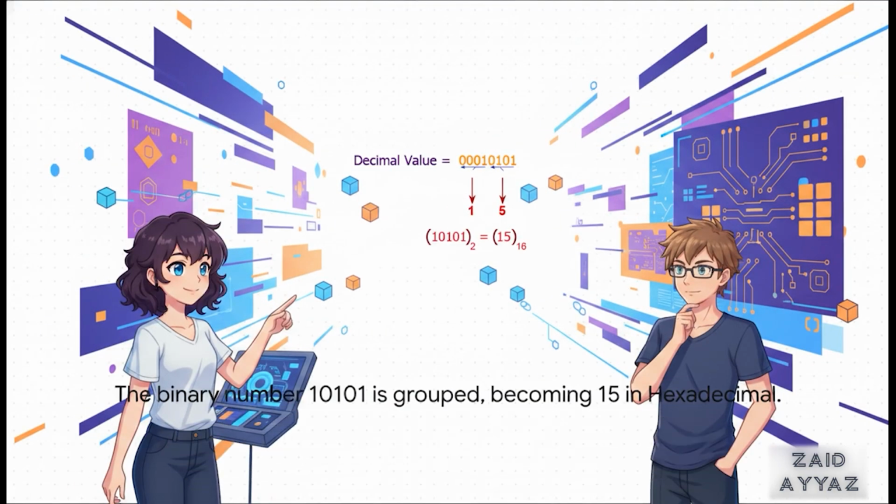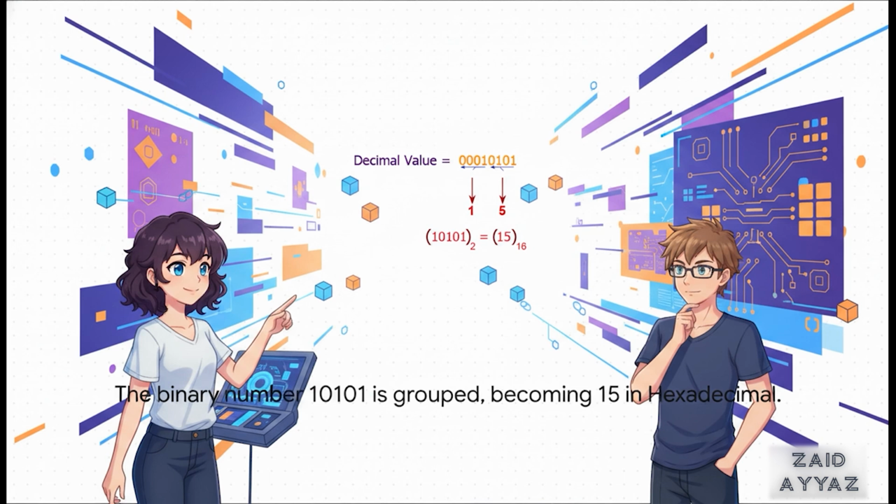This is a perfect example. Let's take the binary number 10101. Start from the right. Our first group of 4 is 0101, which, if you remember our chart, is the number 5. The only digit left over is a 1. To make it a full group, we just add some zeros to the front.